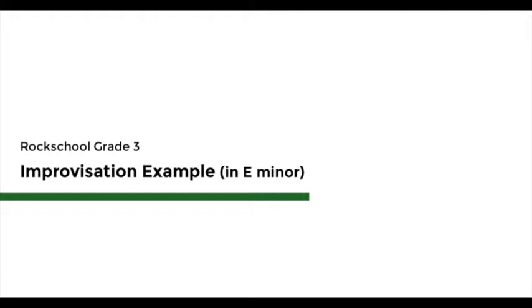This is an example of the kind of thing you're going to get in the improvisation and interpretation section of the exam. So the examiner will give you a chord sequence in the key of either G major or E minor. Then you've got to improvise a melody over the backing track that they give you. You're going to hear the backing track 3 times.